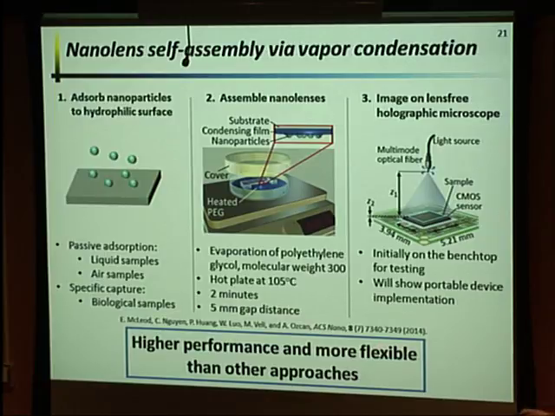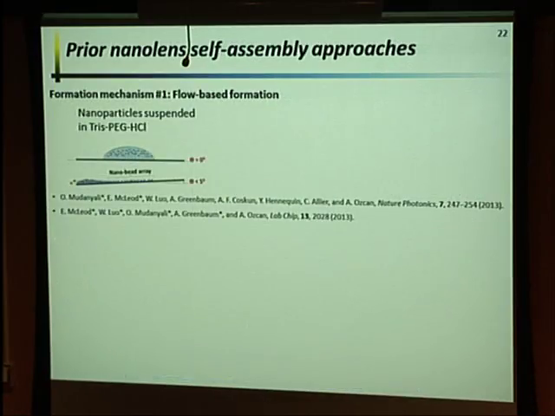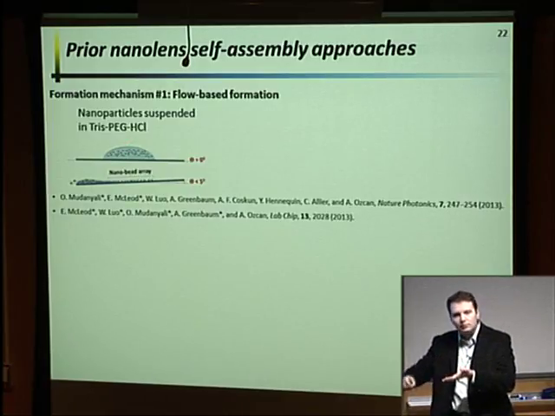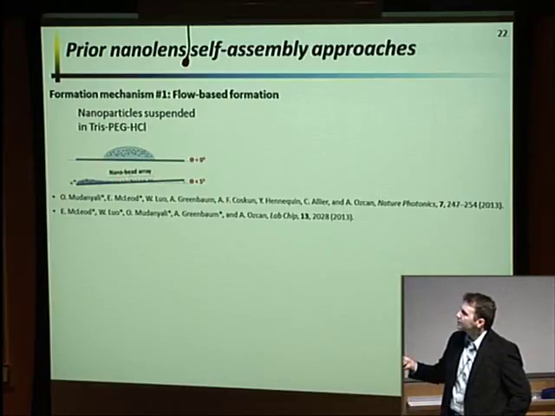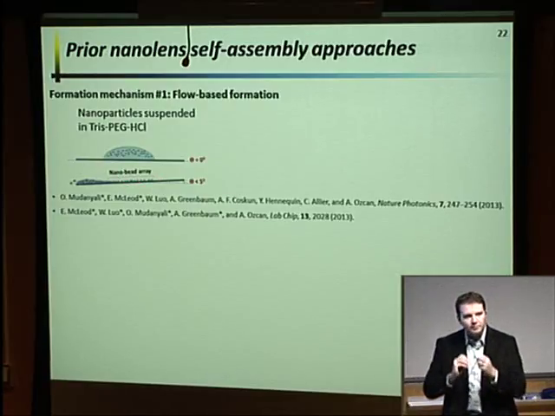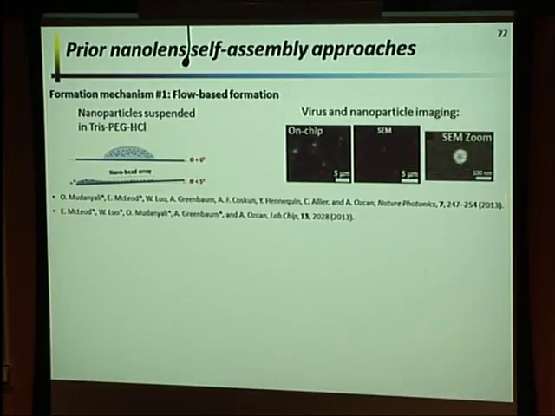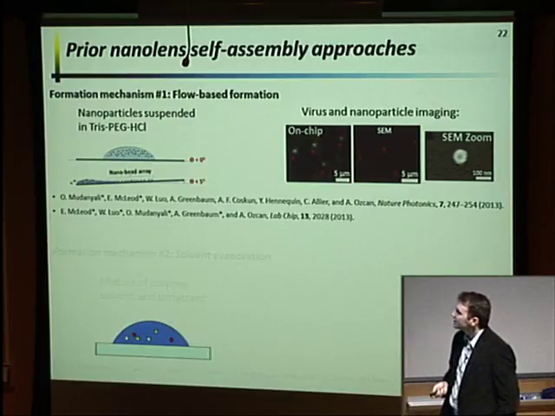I want to say that before we used this vapor condensation approach, we looked at a couple of other approaches. These included a flow-based formation where we took the particles we wanted to detect and put them on top of our sample. We then gently tilted the sample so that the droplet rolled away. As it rolled away, some of these particles stuck to the substrate, and they also pinned little droplets of liquid around them, which are these nanolenses. Using this approach, we could get down to about 100 nanometers, so we could use this to image individual viruses.